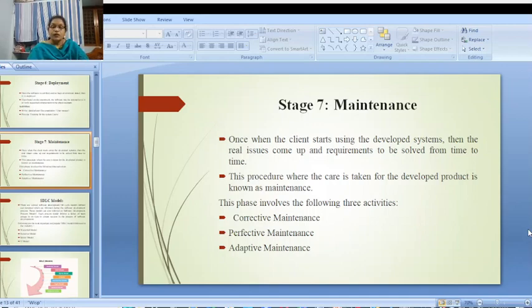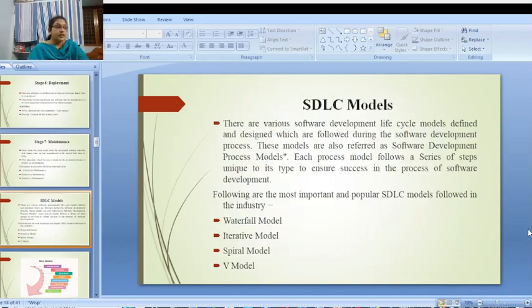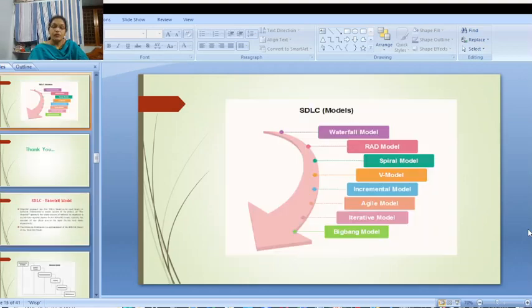So coming to the different SDLC models, in the different life cycle models, we have different SDLC models. As in a pictorial model, we have different models, and majorly we will follow waterfall, spiral, V model, and incremental model. Regarding these models, we'll look into them in the next video.